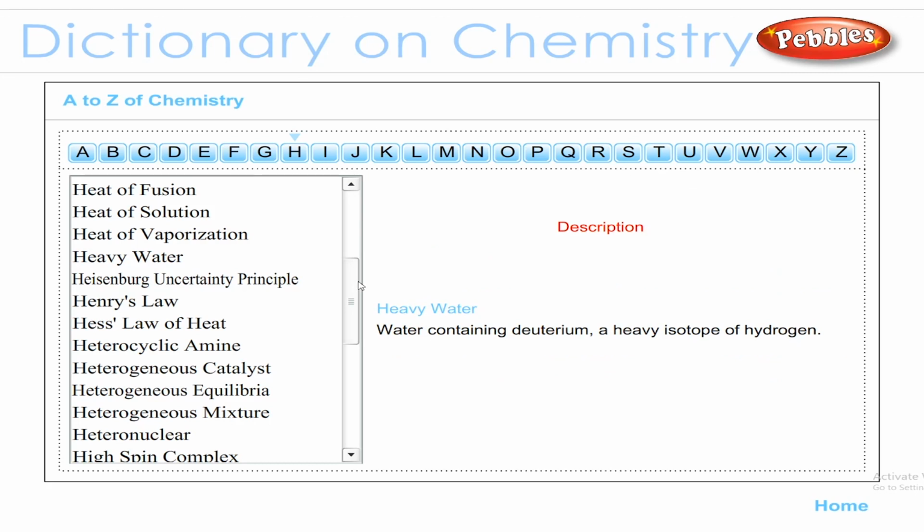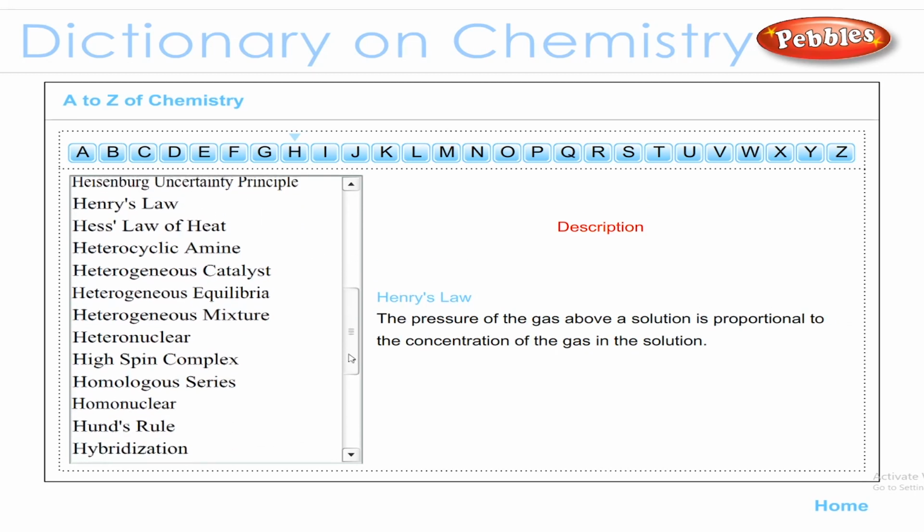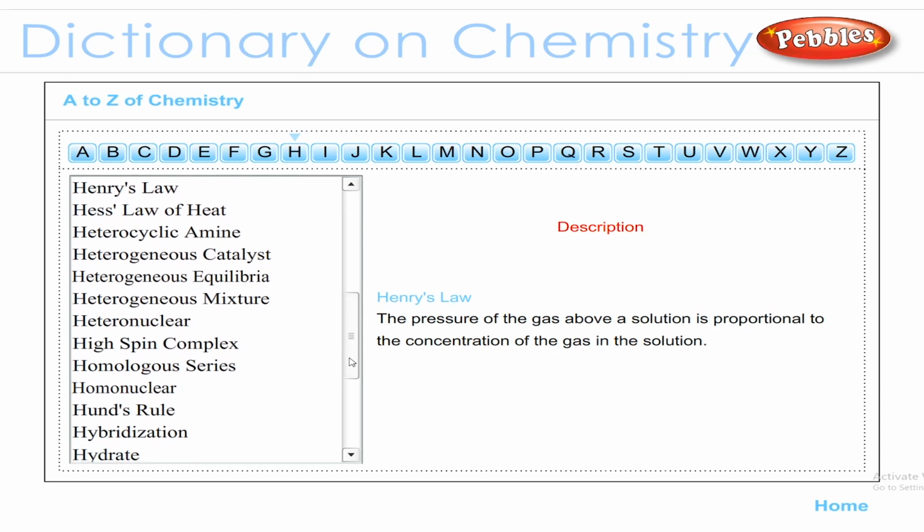Heavy water. Water containing deuterium, a heavy isotope of hydrogen. Heisenberg uncertainty principle. It is impossible to determine accurately both the momentum and position of an electron simultaneously. Henry's law. The pressure of the gas above a solution is proportional to the concentration of the gas in the solution.